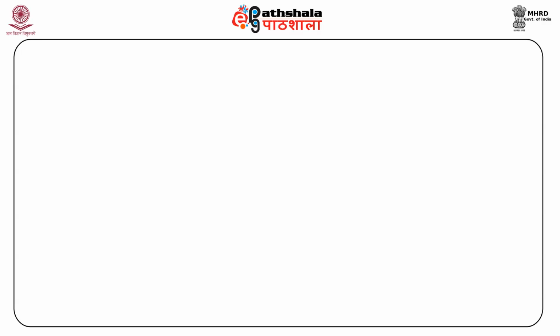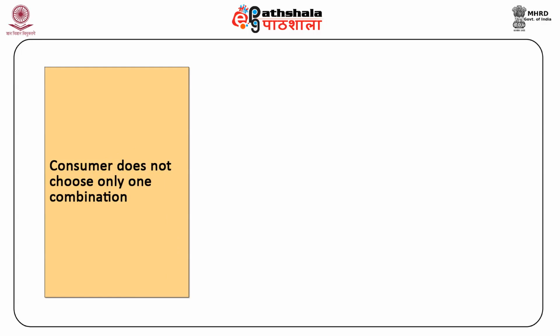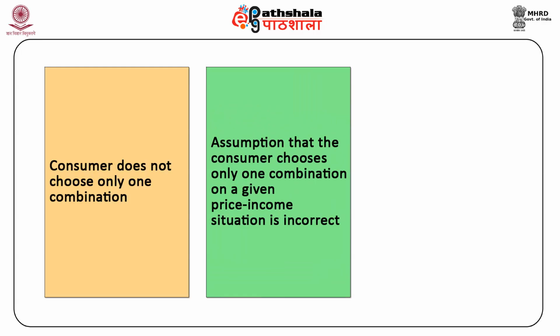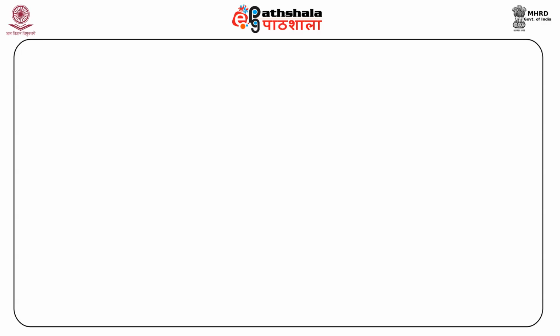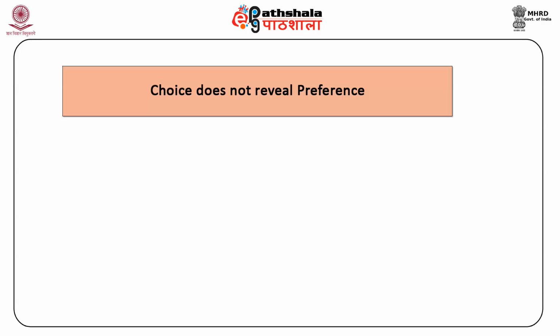Third, the consumer does not choose only one combination. The assumption that the consumer chooses only one combination in a given price-income situation is incorrect. It implies that the consumer chooses something of everything of both the goods, but it is seldom that anybody purchases something of everything. Fourth, choice does not reveal preference.